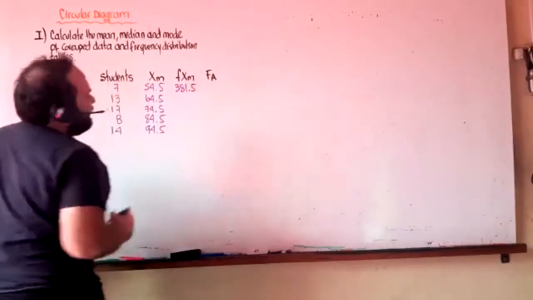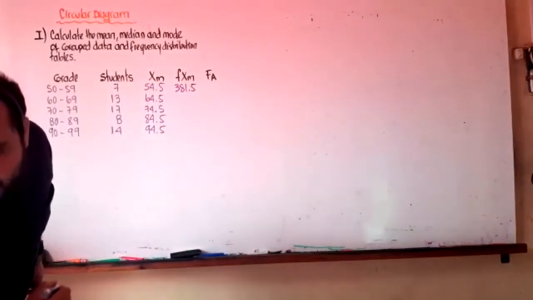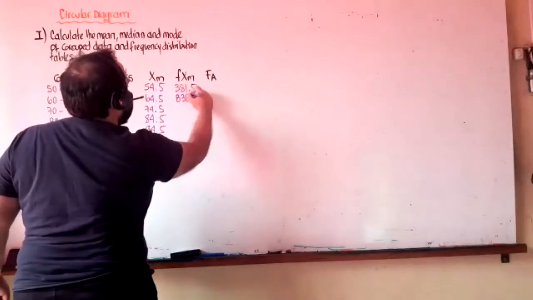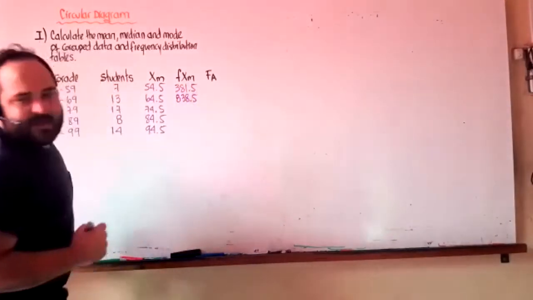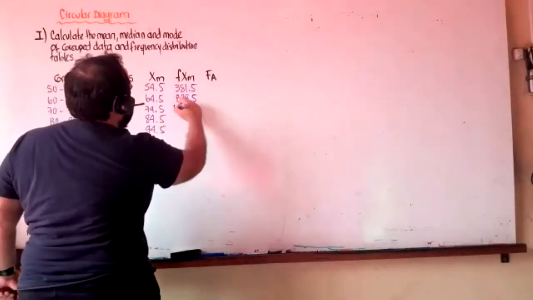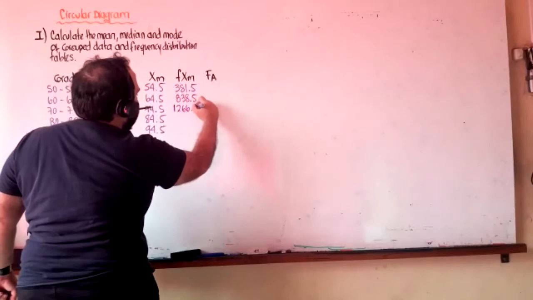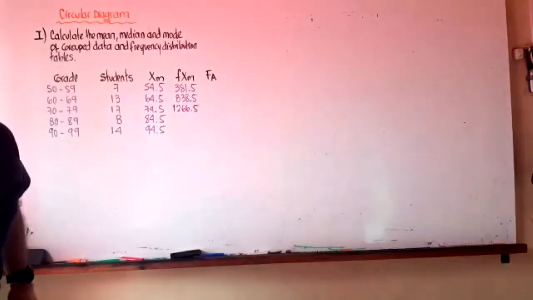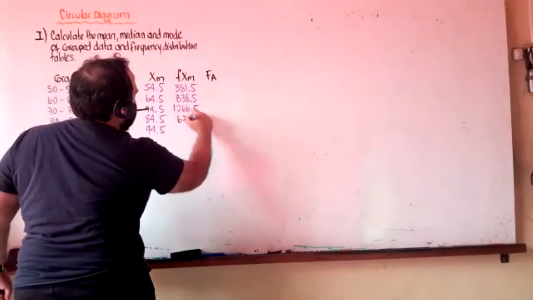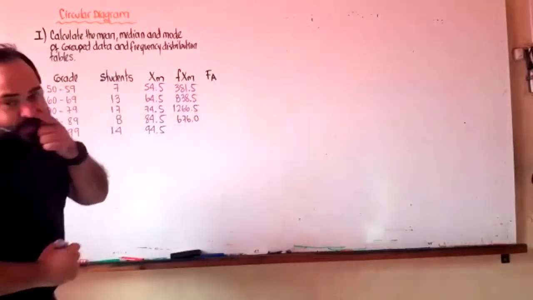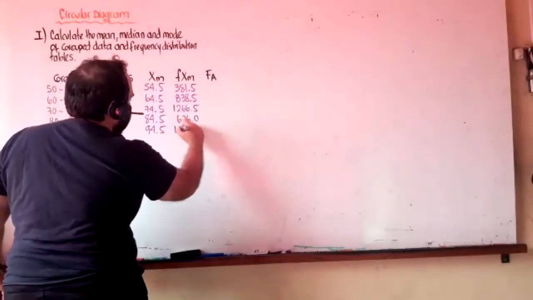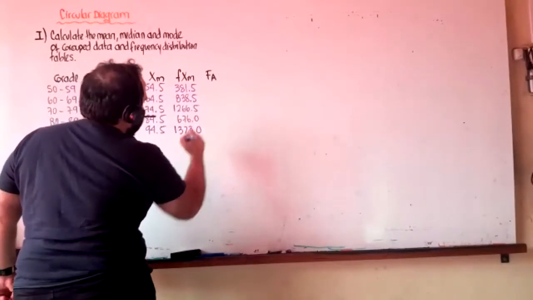All right. And the products that we're supposed to get were 381.5, 838.5, 88.5, 1,366.5, 666.0, and actually the last one, 1,323.0.